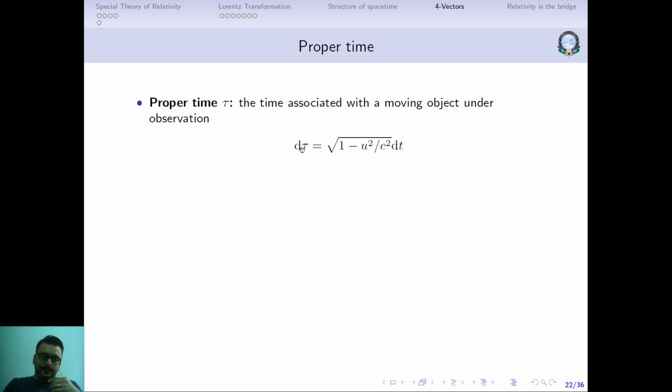So d tau, the proper time, is related to the observed time. The observed time is dt, the proper time is d tau, and they are related using this expression. Now, proper time remains invariant across all inertial reference frames. I have a moving object carrying a clock, and the time kept by that clock will remain invariant across all inertial reference frames. Now this may sound strange, but let's see how this works.